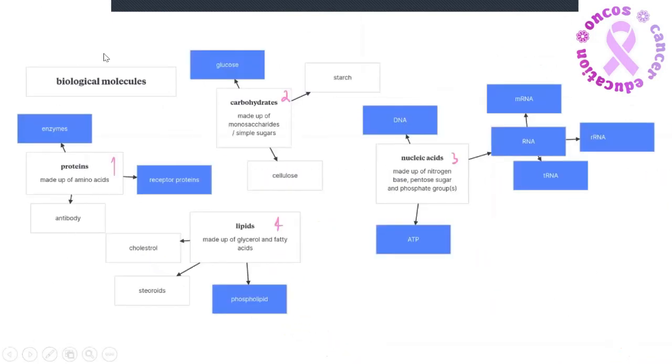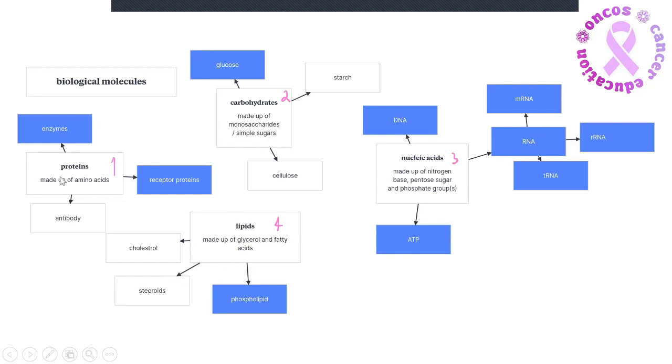There are four groups of biological molecules: proteins, carbohydrates, nucleic acids, and lipids. Note that these are polymers, meaning they're made of smaller units called monomers. Proteins are made of amino acids. Carbohydrates are made of monosaccharides, or simple sugars. Nucleic acids are made up of a unit made of a nitrogen base, pentose sugar, and phosphate group, commonly known as a nucleotide. The lipids are made out of glycerol and fatty acids, which sort of count as one unit.